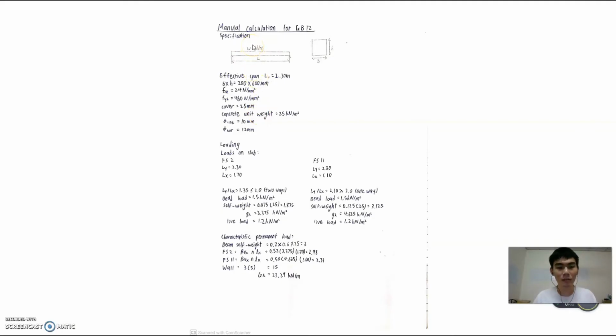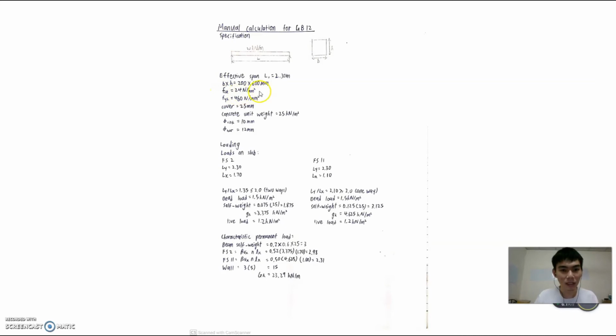Good morning, doctor. My name is Chee and my matric number is AF170237. So now I will present about the manual calculation for ground beam 12. So first, before we proceed with our analysis, we need to write down our specification. So this is our specification, which is the effective span L equal to 2.3 meter, and this is the width and the depth of the beam, which is 200 multiplied by 600 millimeter, and so on.